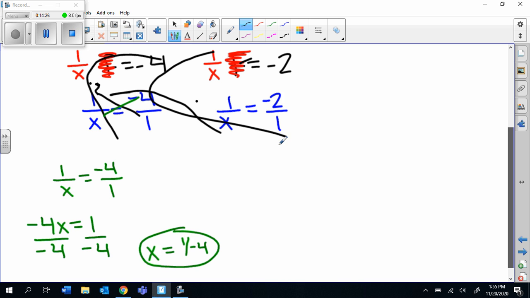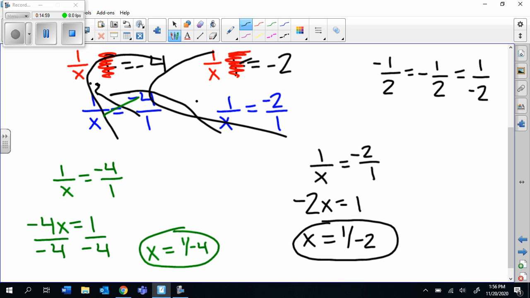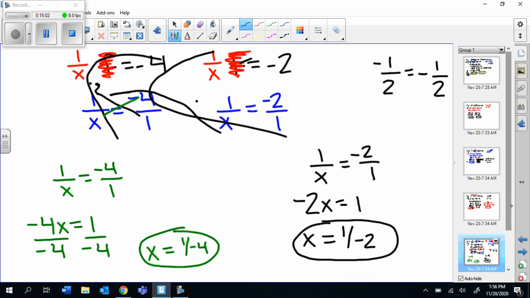All right, and then over here, let's rewrite it. 1 over x equals -2 over 1. So cross multiply it. -2x equals 1. So when I divide both sides by -2, I get -1/2. And once again, remember that -1 over 2, -1/2, and 1 over -2, there's absolutely no difference. Those are all the same. So don't think you got it wrong if you put the negative in a different part of the fraction.